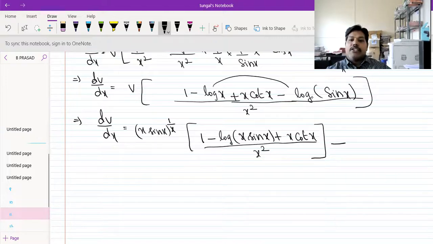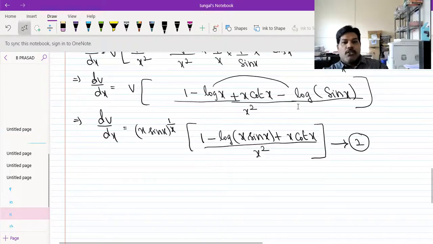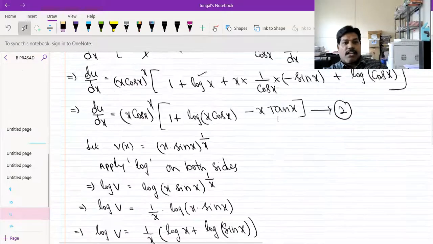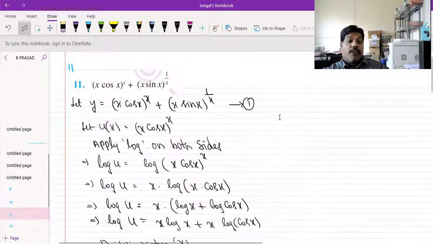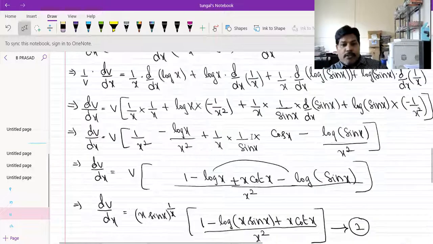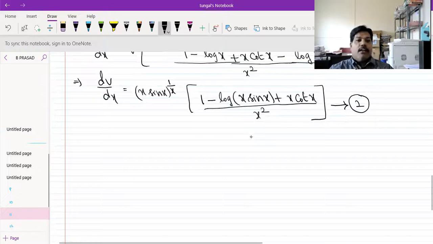So take this as the function. This function I will take as equation number 2. After getting this function, you have to understand what the given function is, students. The given function, you have to take it as y. y is equal to (x cos x)^x plus (x sin x)^(1/x). So take this function here.